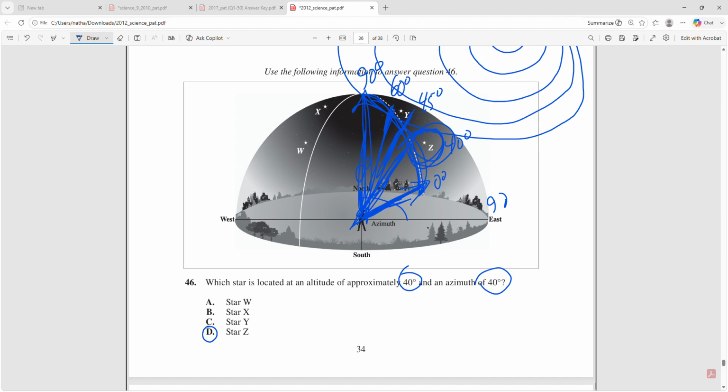Okay, so that's our 40 degrees of azimuth, right? And then from once we've determined which direction we're pointing, which is this way, that's our 40 degrees from north. Then we look, how high up are we? So 40 degrees would point us here at Z.